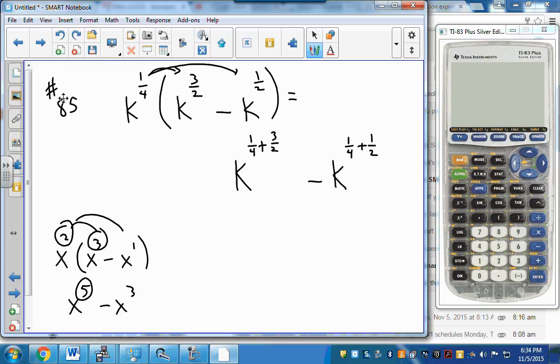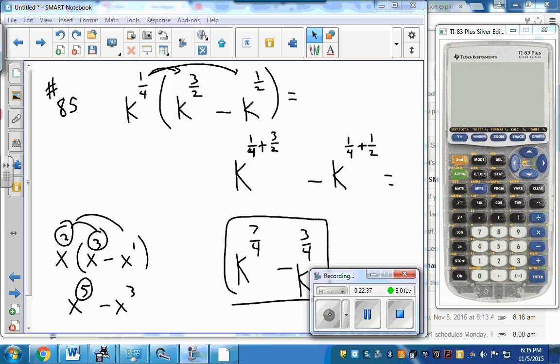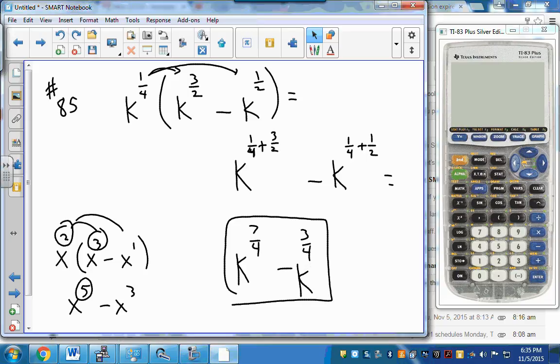Okay, so let's see. 1/4 and 6/4 is 7/4. So we have k to the 7/4. And we're taking away, this is 1/4 and 2/4, it's 3/4. K to the 3/4. Okay, and there we are. I don't think there's much more you can do with that. Again, just checking in the back of the book. Okay, and the author does leave it that way.